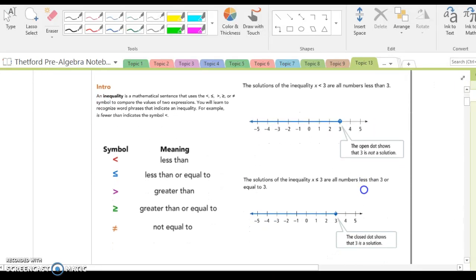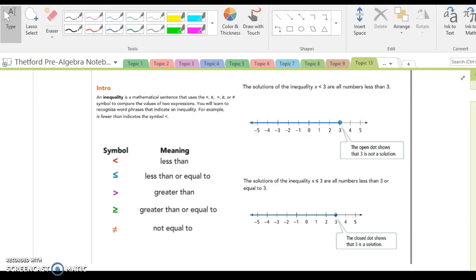So what is an inequality? An inequality is a mathematical sentence that uses these symbols to compare the values of two expressions. So what do these symbols mean? We also need to know what they look like on a graph. This first symbol is a less than symbol, so if I have a number on a number line, let's say it's 3, and I say a number less than 3, it needs to be every number that is below 3 but does not include 3. So it's an open circle that goes to the left.